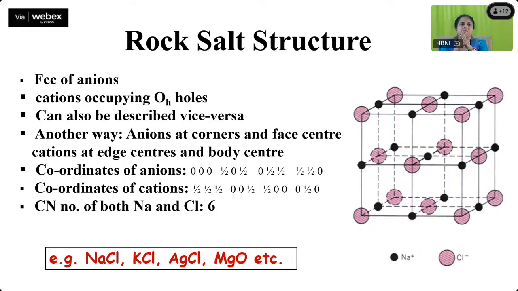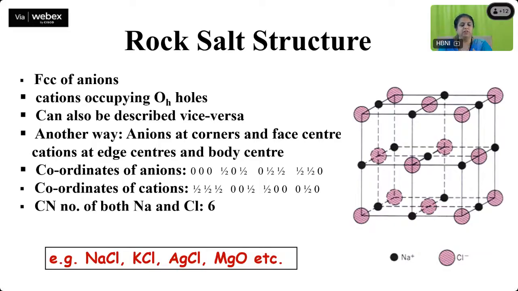Okay. So what is the structure now? Now we'll try to see it in all the three ways. We'll try to see it as a unit cell. We'll try to see it as a close packing. We'll also try to see how the polyhedra are linked together to get the structure.